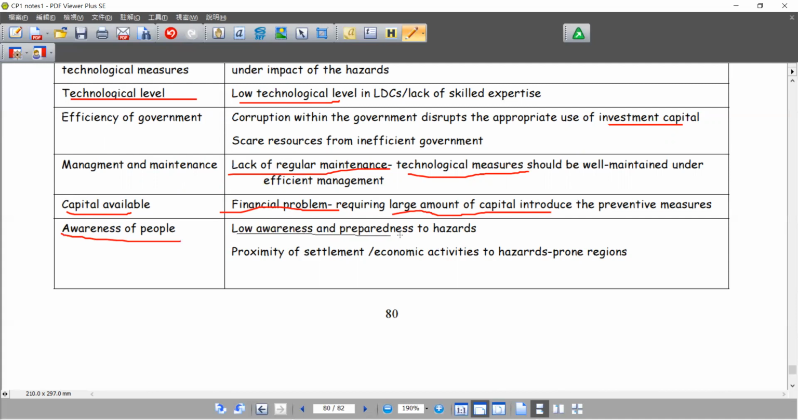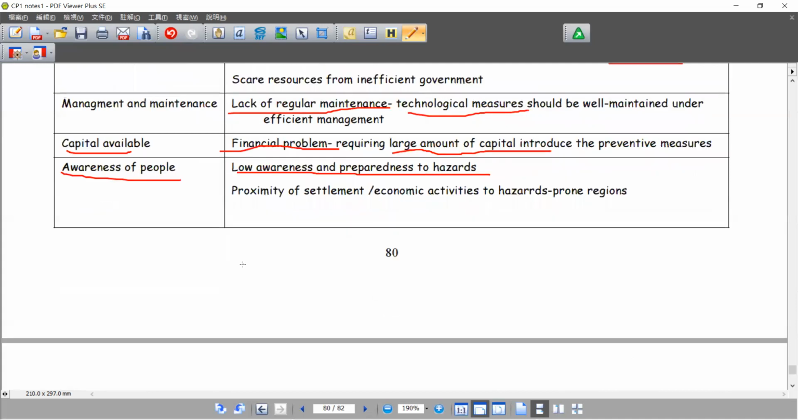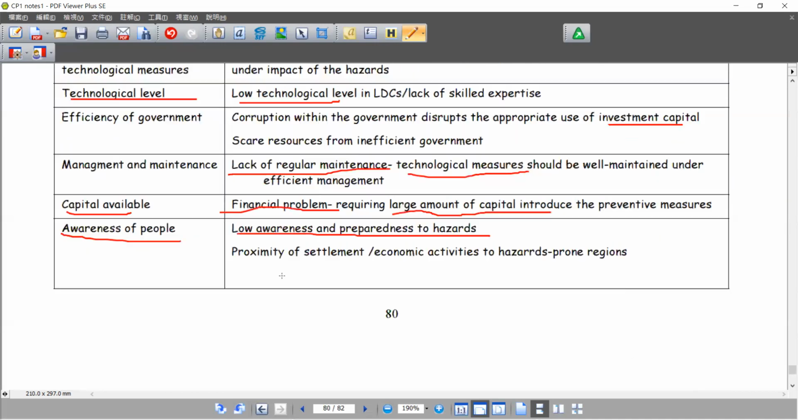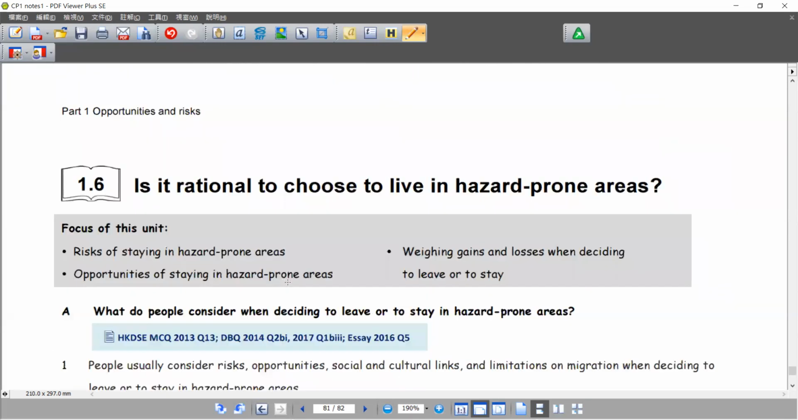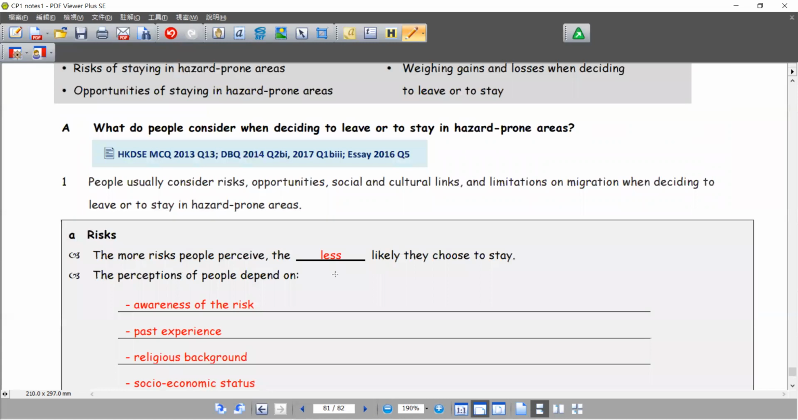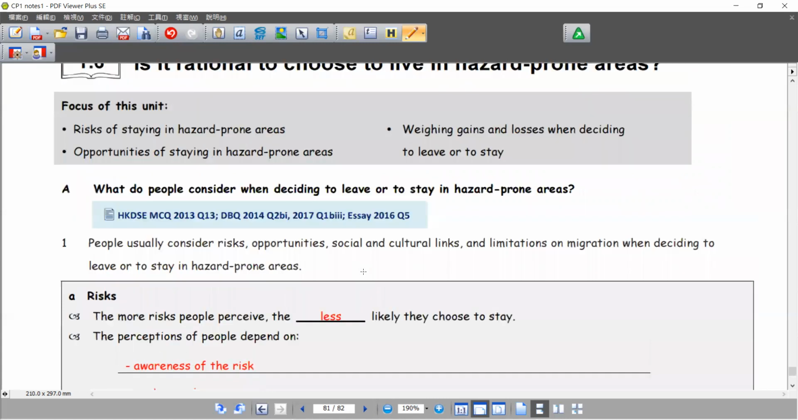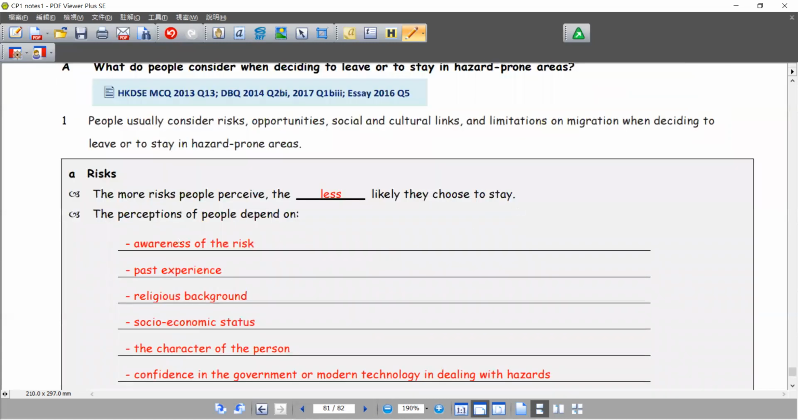If the awareness and preparedness of the people is low, then an earthquake will always be stronger in its impact. Okay, let's go to 1.6 and the risk of the people living in the hazard prone area. They may have a very low awareness, and based on past experience, they are not going to die, so they keep living in there.